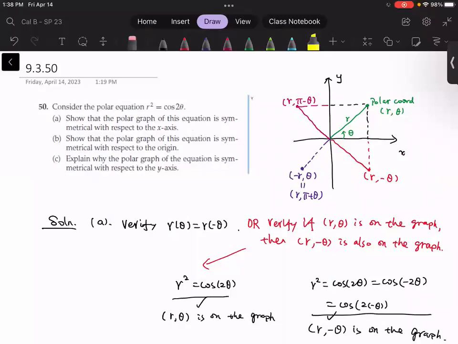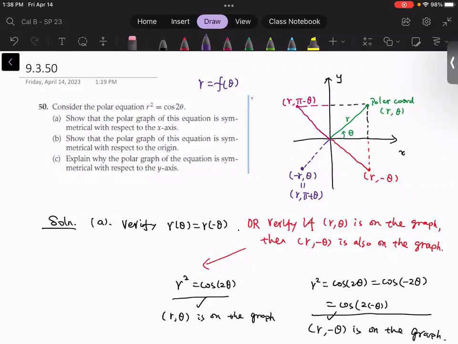In this problem, we need to verify the symmetries for the given polar equations. The equation has a slightly different format than what we had in class. In general, the equation could be written as r as a function of theta. However, here, the polar equation is given by r squared equals cosine of 2 theta.